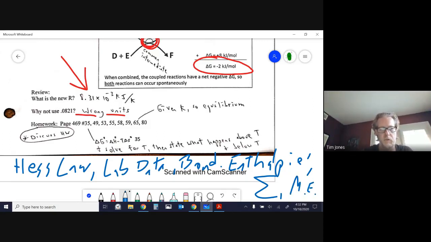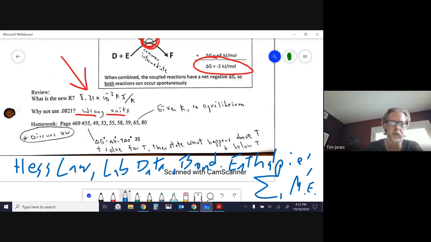So how many is that? 1, 2, 3, 4, 5. Yeah, 5 different ways to solve for delta H. And so what can be challenging right now is when you're given a problem, you're faced with, oh, well, which method do I need to use? Ultimately, it's whichever method works. So if you're not sure, just try one. If it fails, try the next one. And usually the problem will guide you.